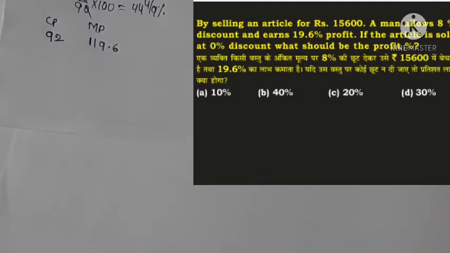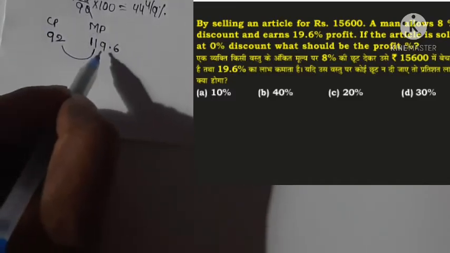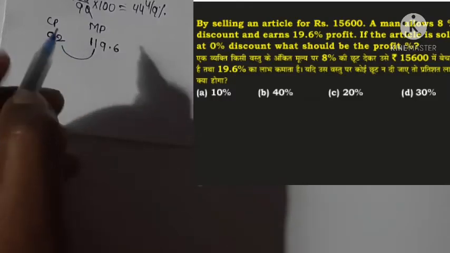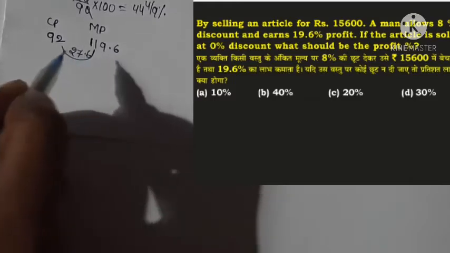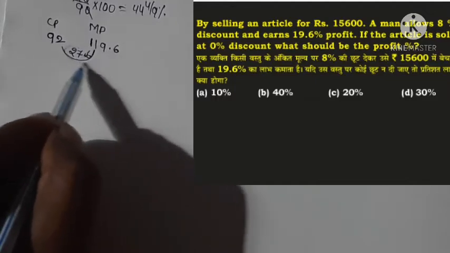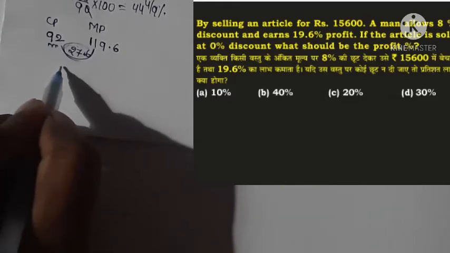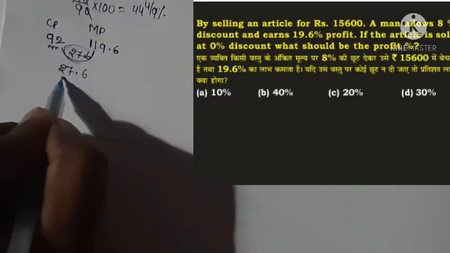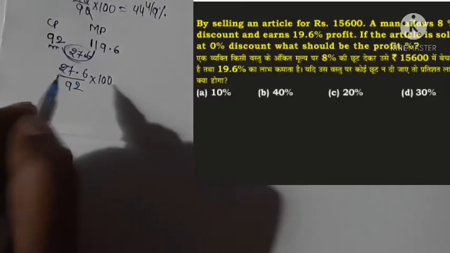If the article is sold at 0% discount, so what should be the profit percent? Say the profit is 119.6 minus 92, so value is equal to 27.6. So you get the profit of 27.6 for 92. So what is the value for 100? So 27.6 by 92 into 100. The value is equal to 30%.